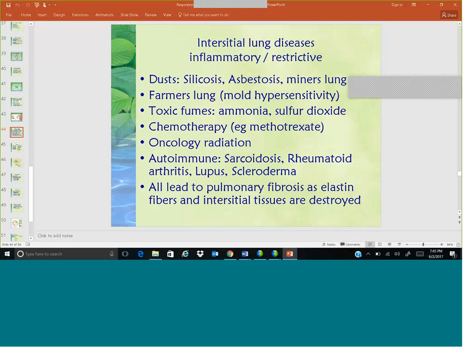We have autoimmune diseases, sarcoidosis, rheumatoid arthritis, lupus, and scleroderma, which not only affect the muscles and pain, but can affect any of the organs in the body eventually. So it can affect the eyes, the heart, the lungs, the kidneys. They can all lead to pulmonary fibrosis as elastin fibers and interstitial tissues are destroyed.